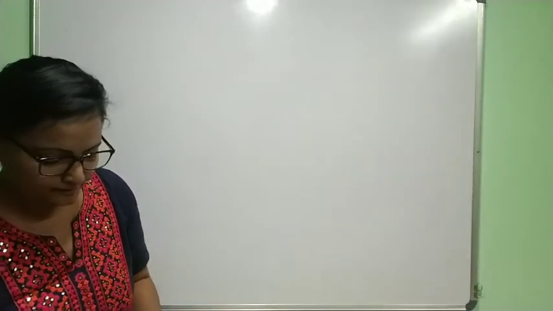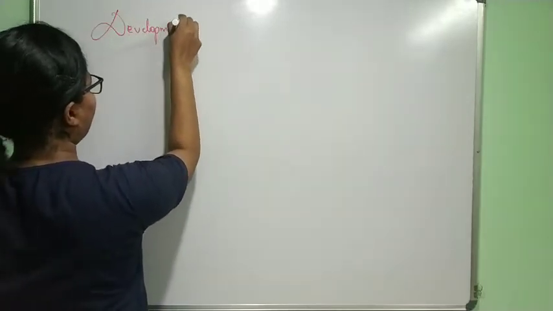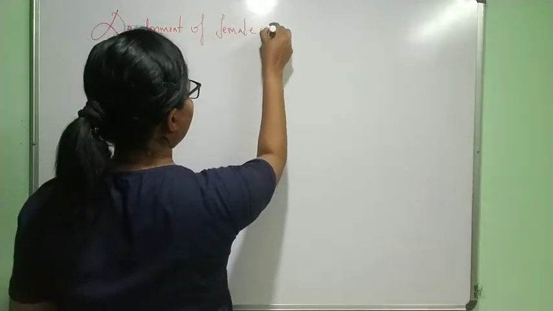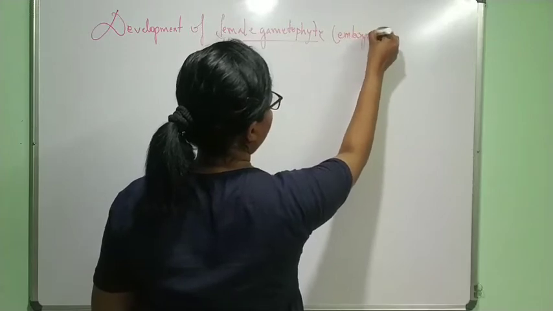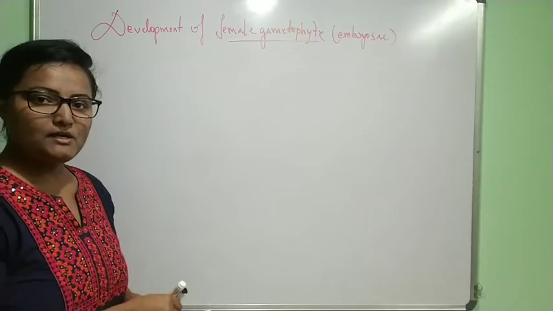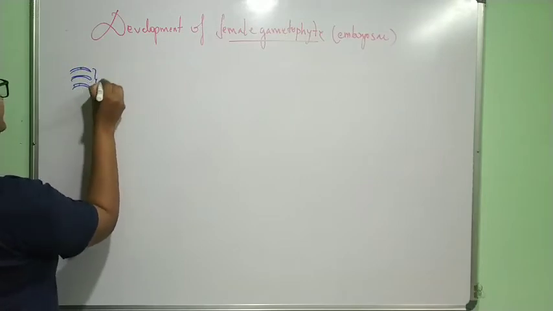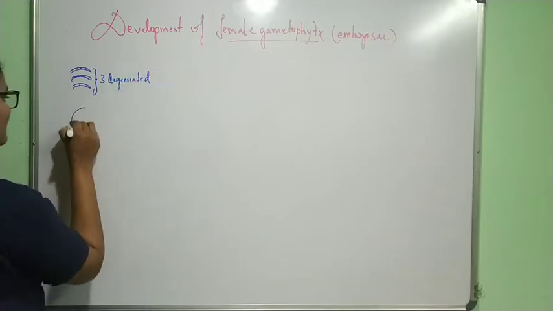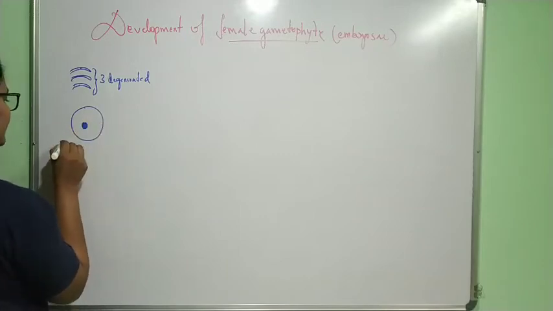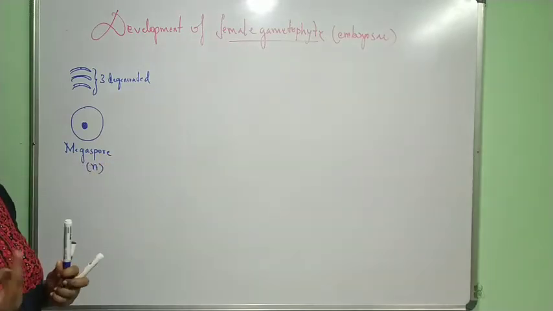So now we'll study the development of the female gametophyte, that is the development of the embryo sac. Within the 4 megaspores, 3 degenerate and 1 megaspore remains active. This is our single megaspore, and remember this megaspore is haploid.